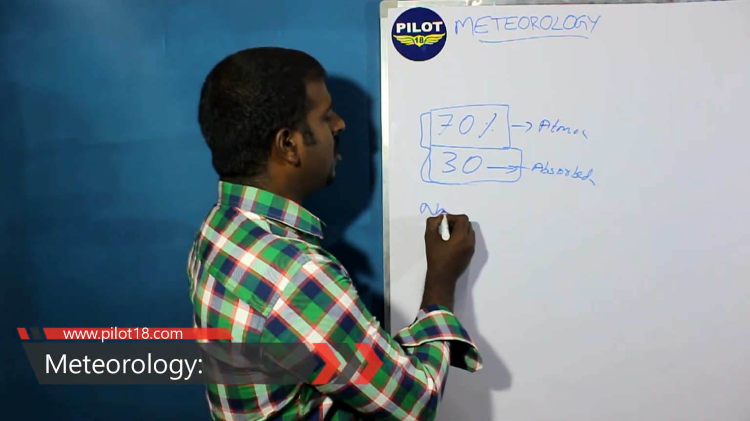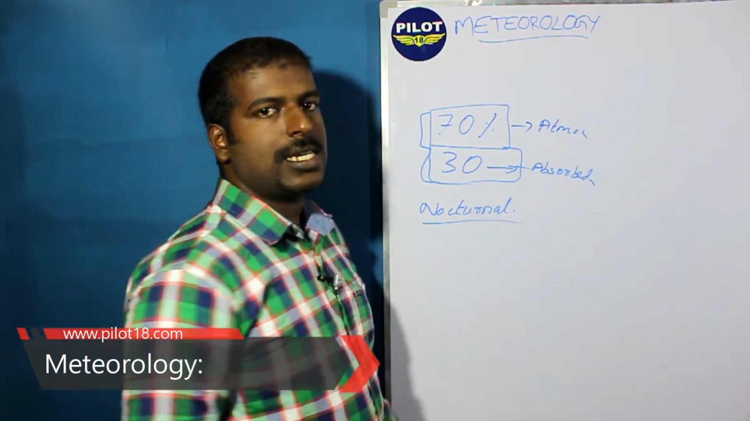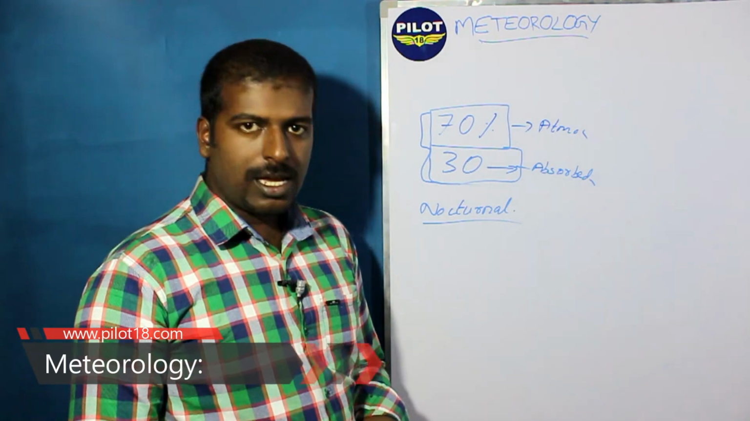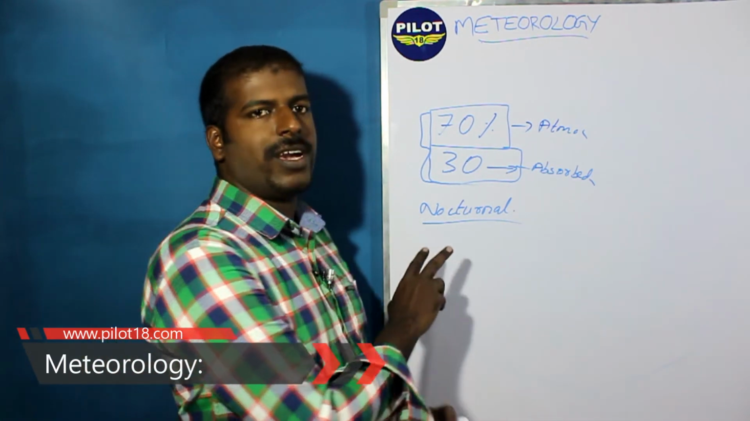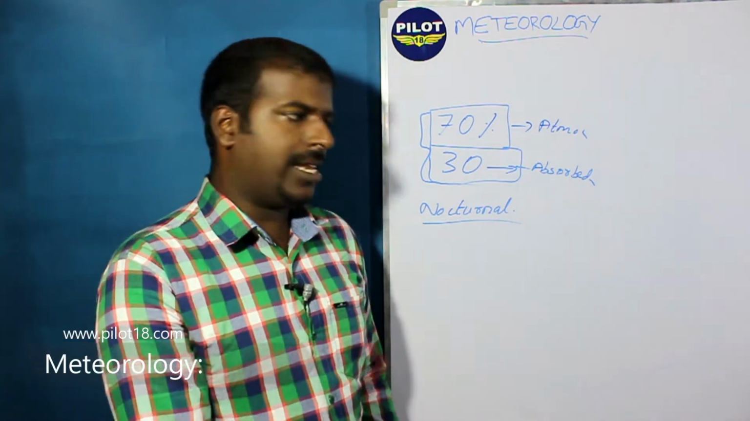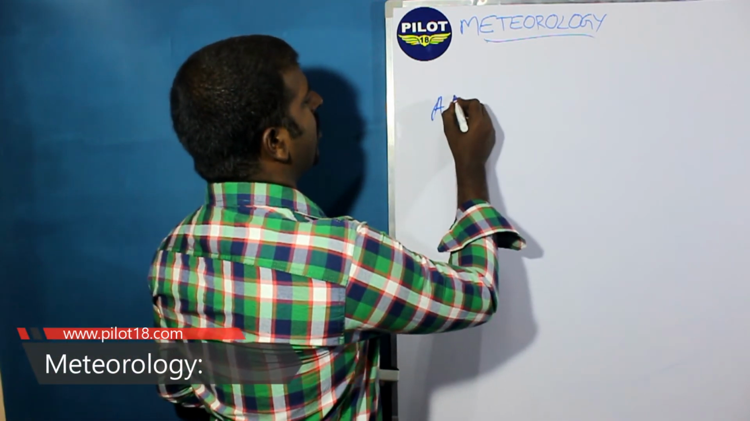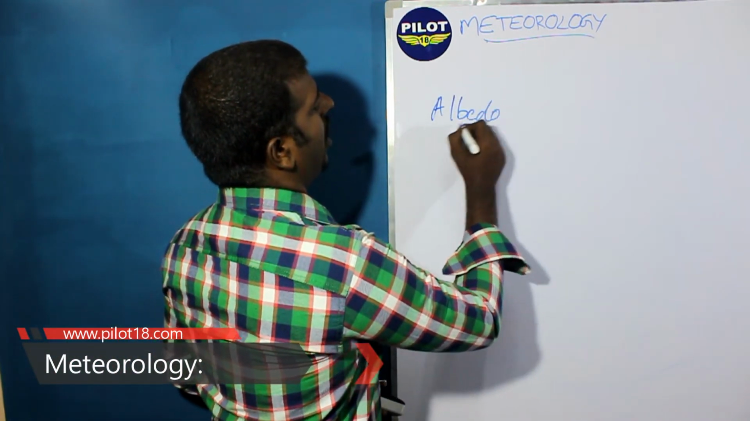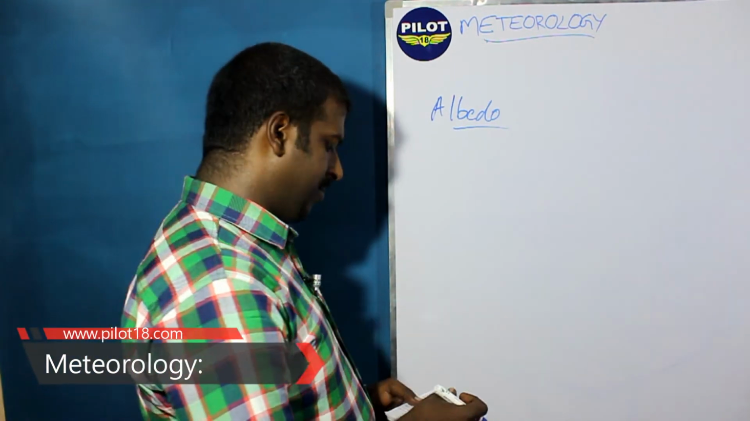Nocturnal radiation means in the night time it radiates heat energy in the form of terrestrial radiation. That is also called nocturnal radiation. Why? Because it happens at night. Okay. Now comes albedo. What is albedo? Albedo is the reflection power of Earth to solar radiation.